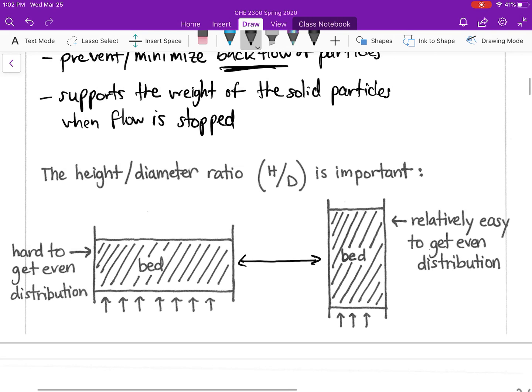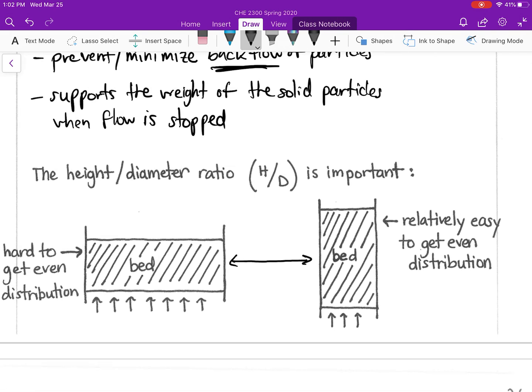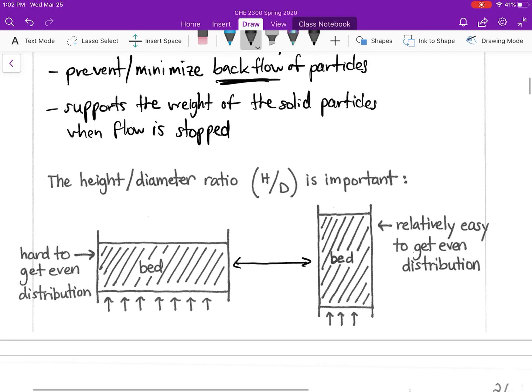What you see here at the bottom of the page are what I would call two extreme ends of the spectrum. On the left-hand side, you have a packed bed column where the diameter of the column is very large in comparison to the height of the packed bed. On the right-hand side, you have a column that has a relatively small diameter in comparison to the height of the column, the height of the packed bed.